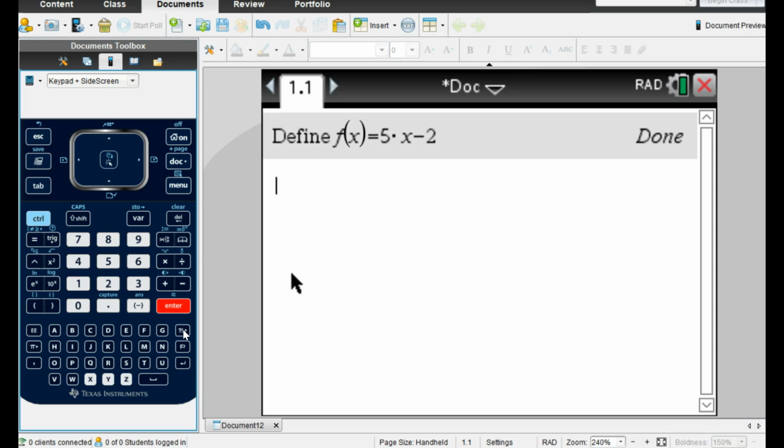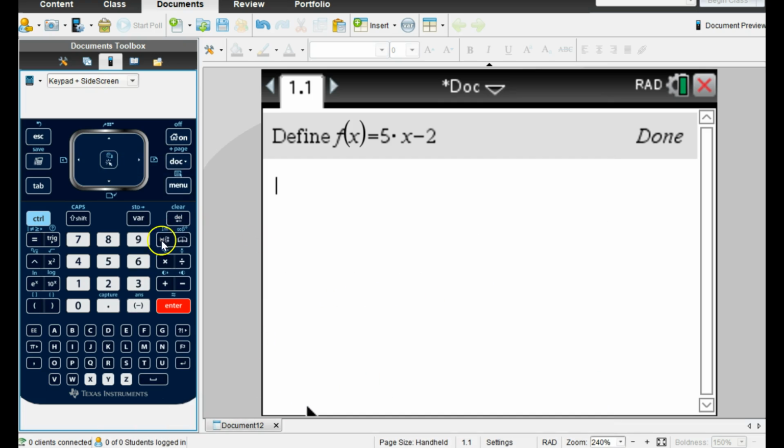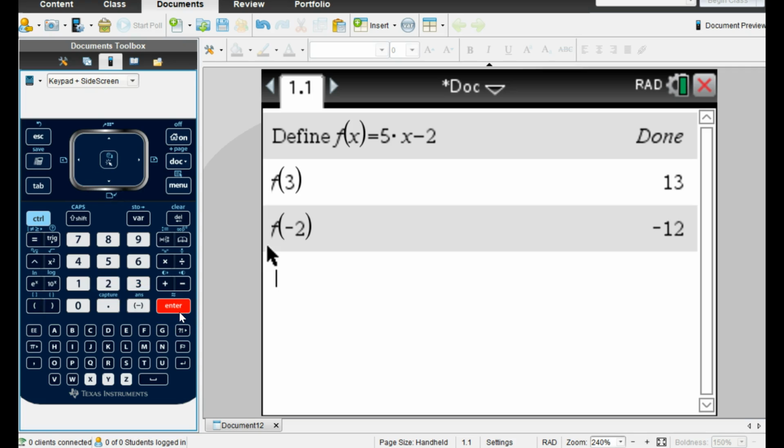So now here's what I want to do. I want to know what is the value of f of 3 and f of -2. Watch. What is f of 3? What's bold now? The f. Why is f bold? Because we stored something into it. There's your 13. There's your -12. So if I had you guys do like 10 of them, this is a quick and easy way you can do it, right? Okay. Define. Pretty simple, right?